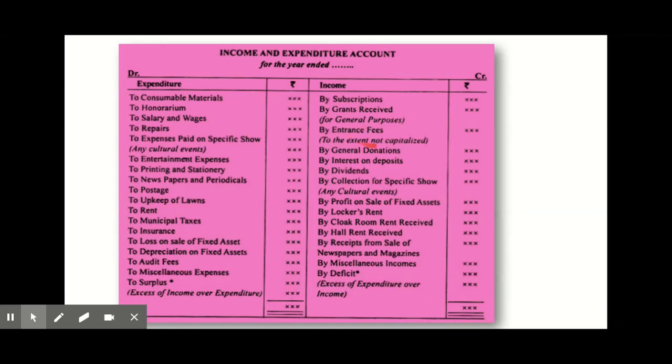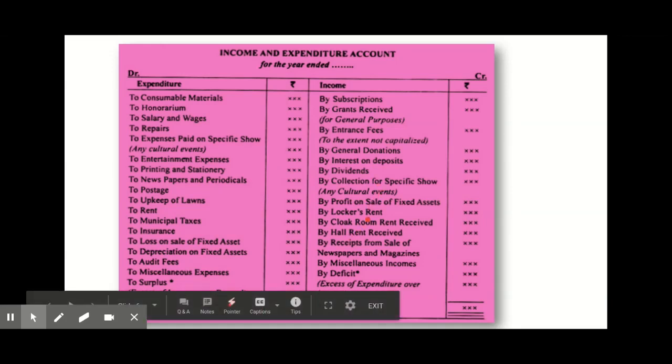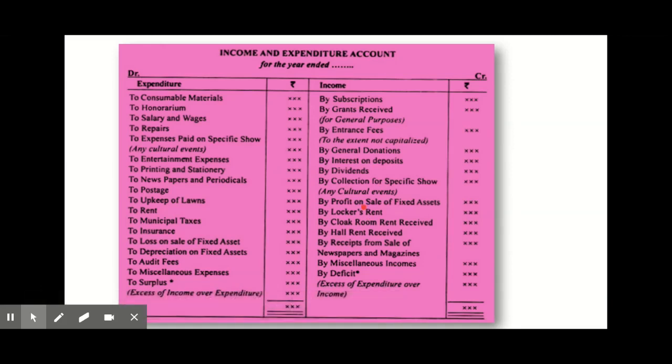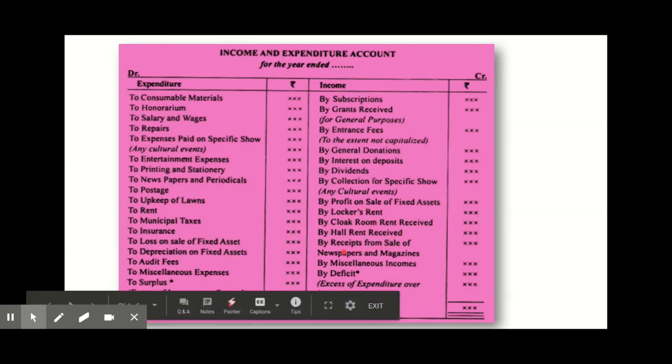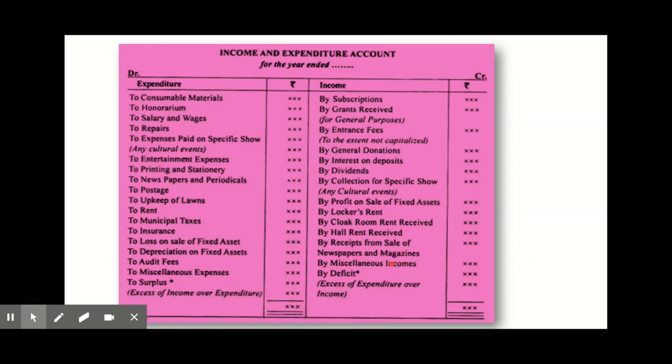And here, if you see entrance fees to the extent not capitalized. If it is not capitalized, then it is general in nature, so it is recorded on the credit side of income and expenditure account. General donation, interest on deposits, dividend, collection for a specific show, profit. As I said, we are following the nominal account rule, so credit all incomes and gains. So profit on sale of fixed asset, locker rent, cloak room rent received, hall rent received, receipts from sale of newspapers and magazines, miscellaneous income, all the revenue incomes are recorded, and that too should relate only to the current year.